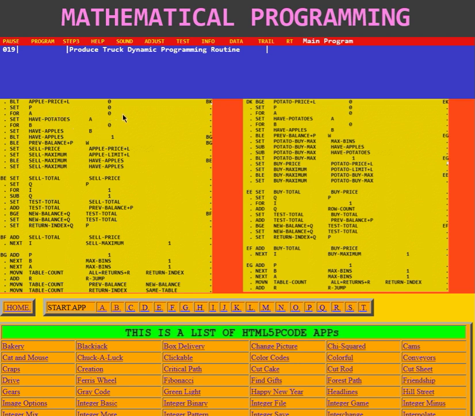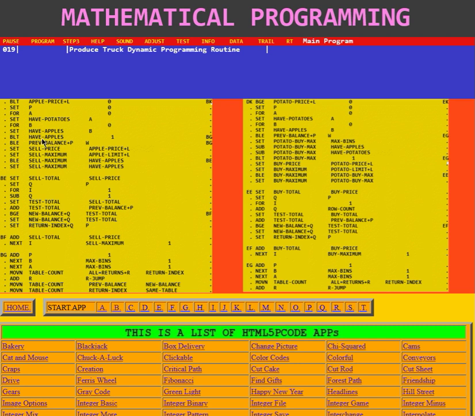First for A0, and down here we see next A to max bins. Then it sets the have potatoes to A. This A is going to tell it how many bins of potatoes are on the truck. Then we're going to go for B from 0 down to next B, the maximum, and that's for have apples. And here it says set have apples to B. That's how many bins of apples are on the truck.